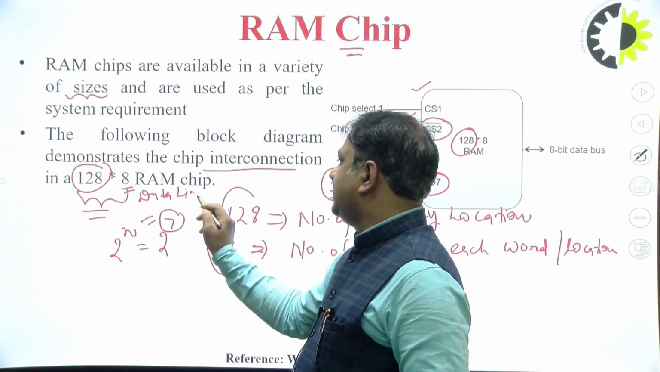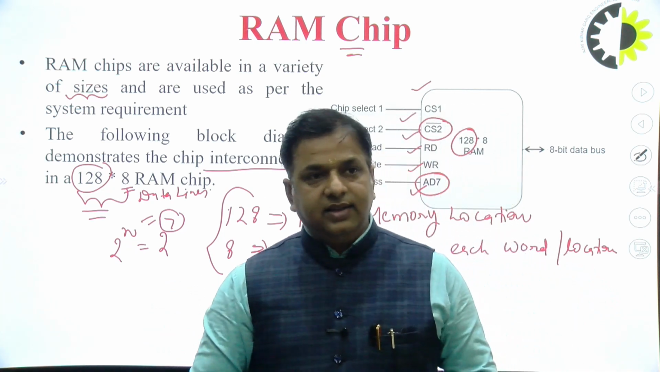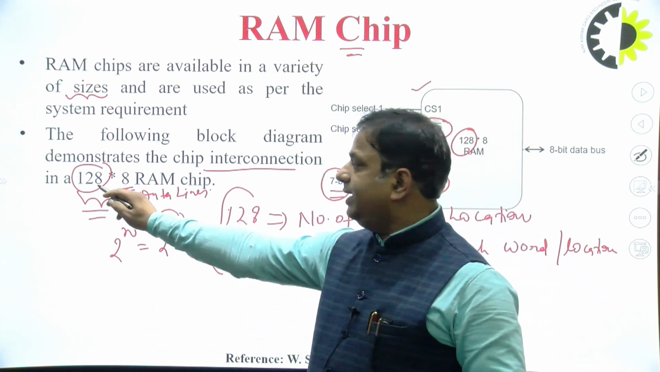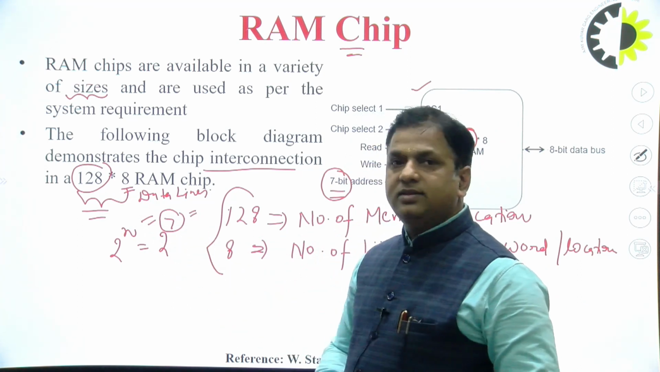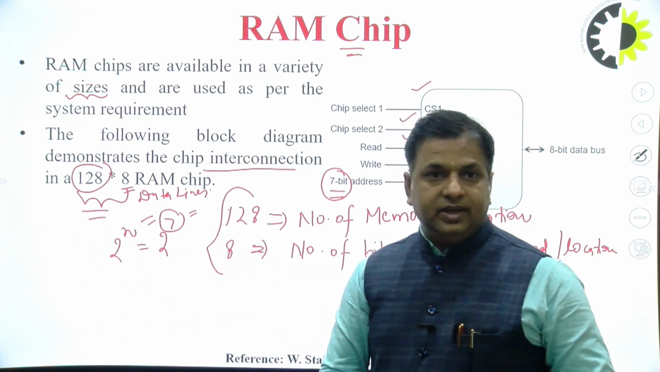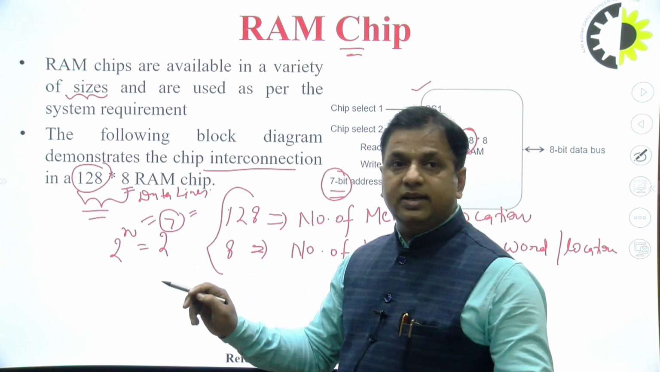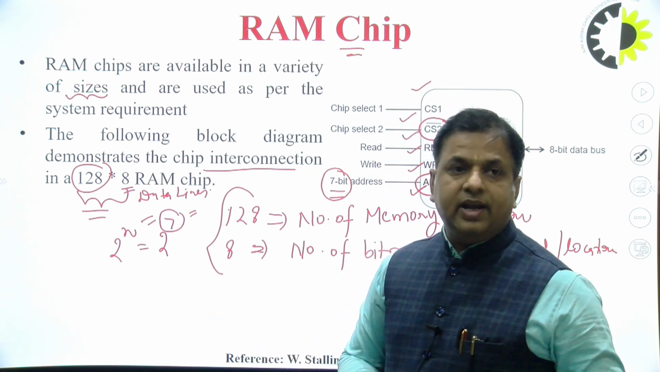Generally students get confused while calculating the number of address lines and data lines. They compute 128 as 2 raised to the power 7 address lines, and similarly they compute 8 as 2 to the power 3. This is wrong. Saying that data lines are 3 is a wrong statement. So take care of it.